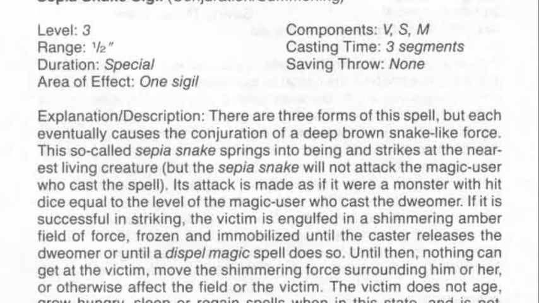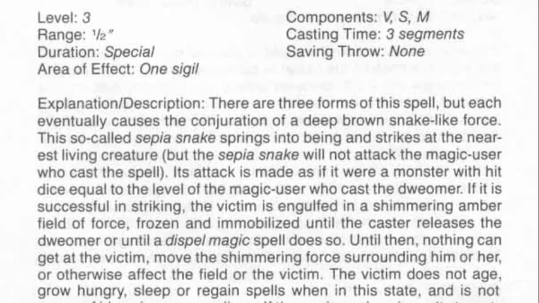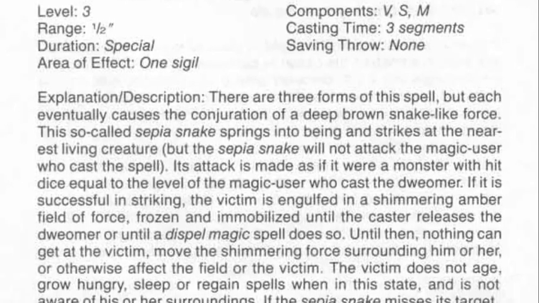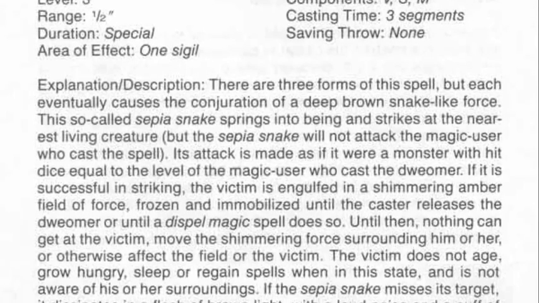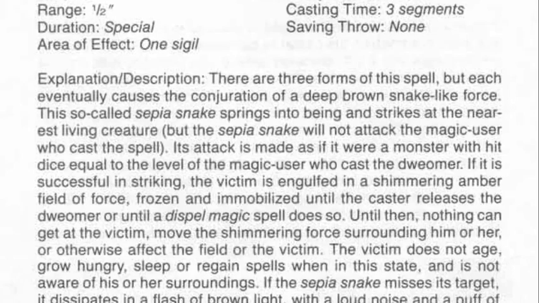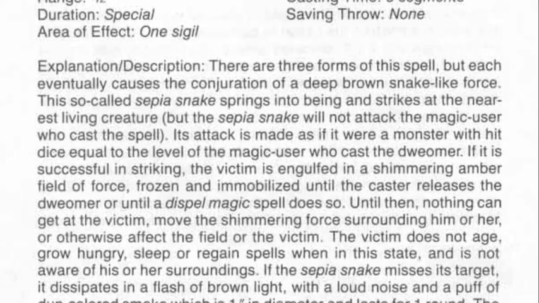Its attack is made as if it were a monster with hit dice equal to the level of the magic user who casts the Dweemer. If it is successful in striking, the victim is engulfed in a shimmering amber field of force, frozen and immobilized until the caster releases the Dweemer or until a Dispel Magic spell does so.